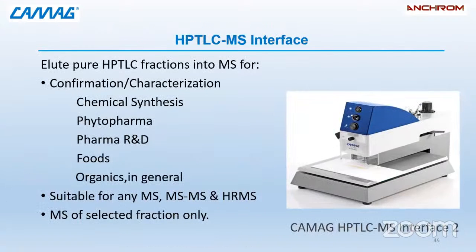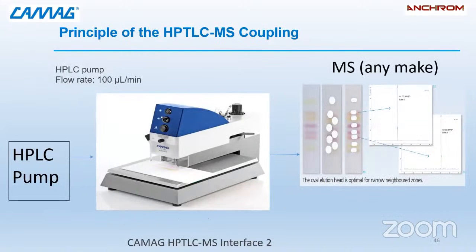Suppose you have separated your compound on your plate, you have got good resolution, and now you want to go for its identification. You want to know what you have separated on your plate. In that case, you can couple it with a mass analyzer. For its entire operation, 3 units are required: HPLC pump or HPTLC pump in standalone mode, HPTLC-MS interface, and mass analyzer.